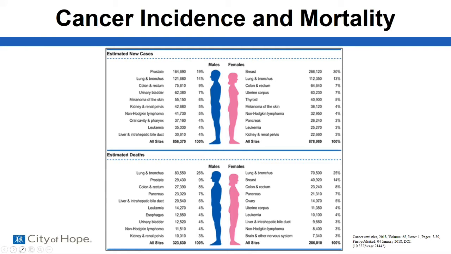So as a quick background, breast cancer is still the most common cancer diagnosed in females. Prostate is the most in men. And it's the second most common killer in females, while lung cancer still predominates in both males and females.